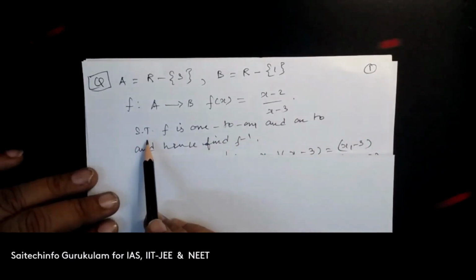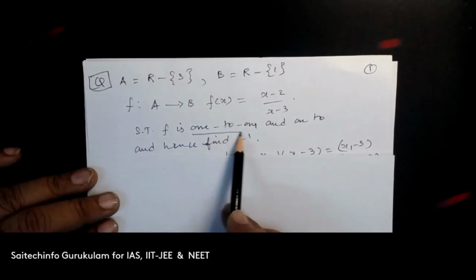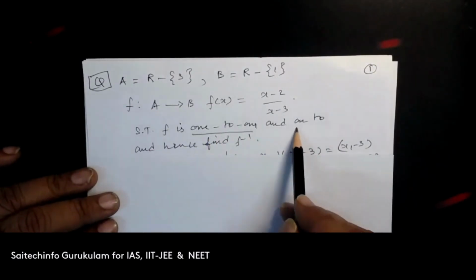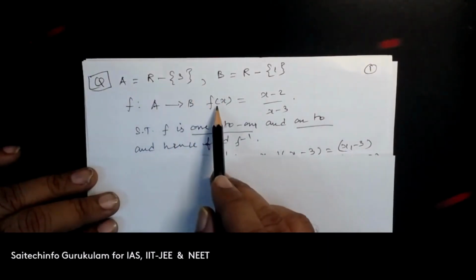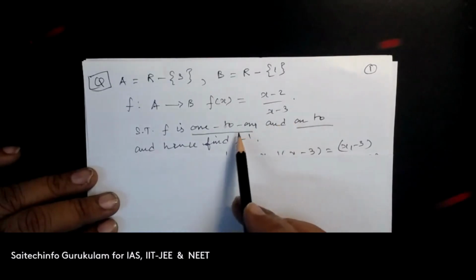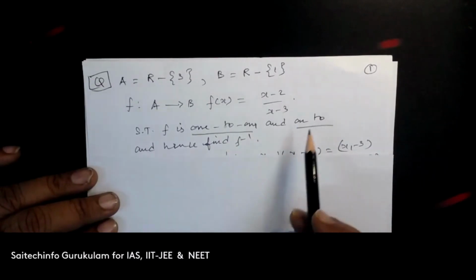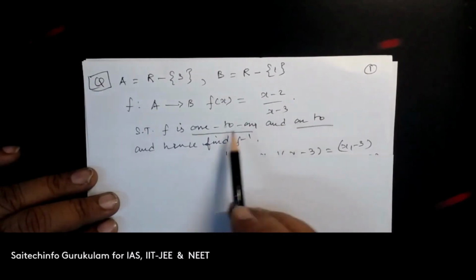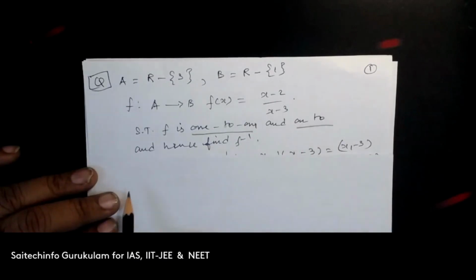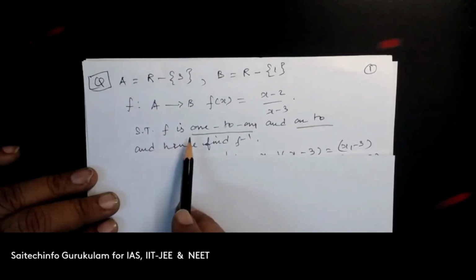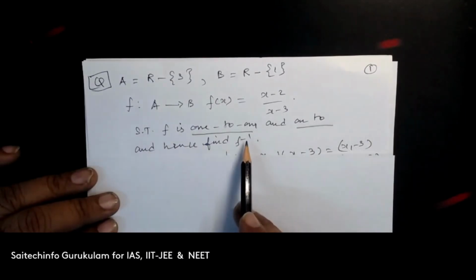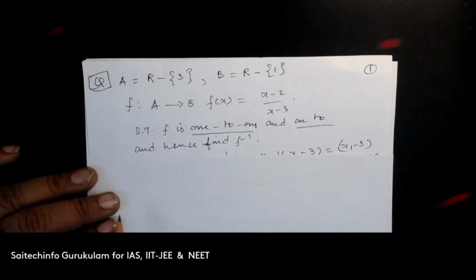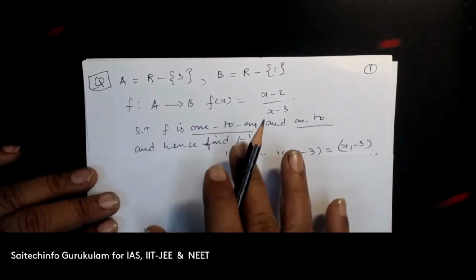Show that f is one-to-one and onto. So we have to show this given function f of x equals (x minus 2) divided by (x minus 3) is a one-to-one function and also an onto function. If both are possible, then it can be called a bijective function, and it is invertible, so we need to find the inverse function of the given one. We will try to understand the meaning of this problem first of all.